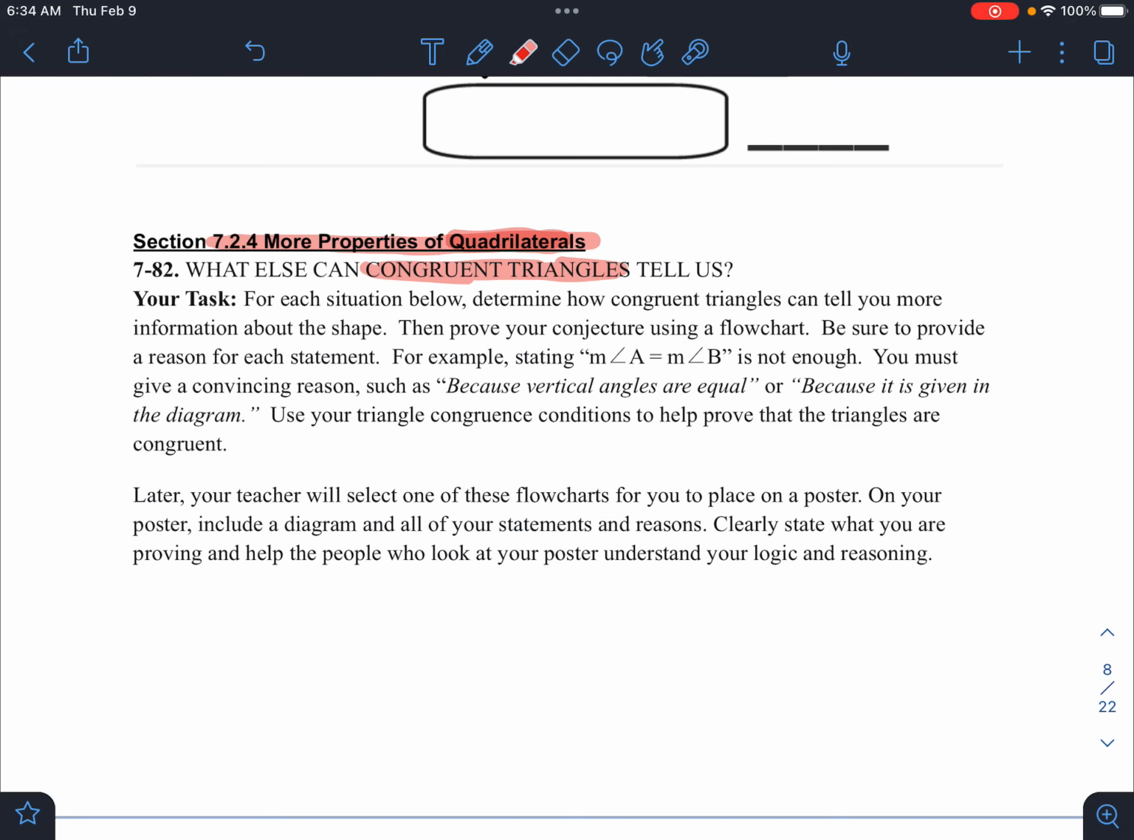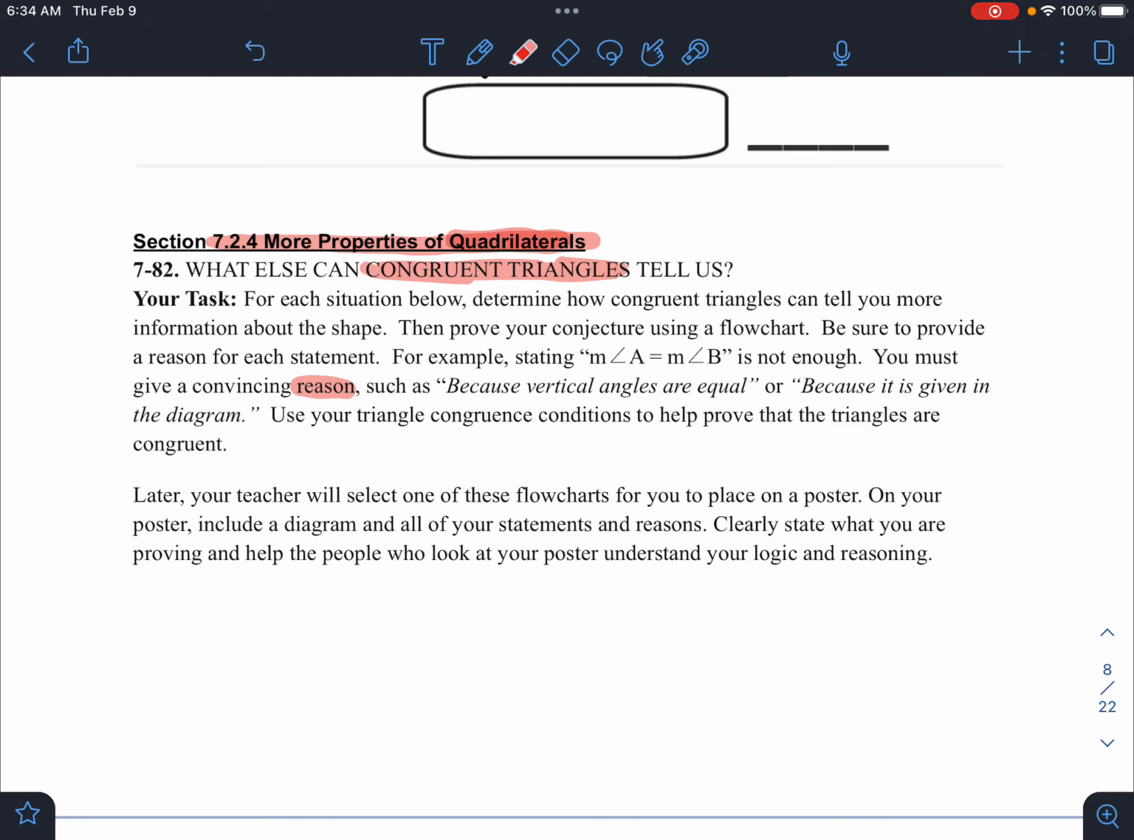So today you are looking at just 3 different problems and creating 3 different proofs. So it says your task for each situation below, determine how congruent triangles can tell you more information about the shape. Then prove your conjecture using a flowchart. Be sure to provide a reason for each statement. For example, stating measure of angle A is equal to measure of angle B is not enough. You have to give a reason, okay? Such as because vertical angles are equal, or they're given in the diagram, or etc.